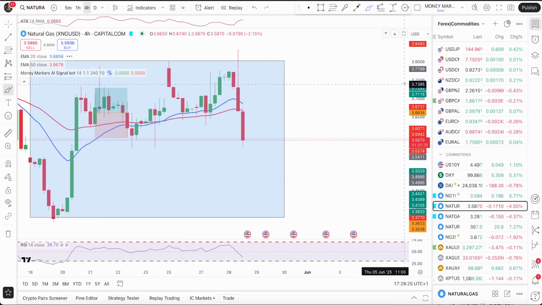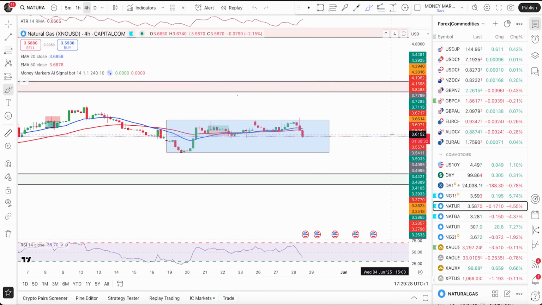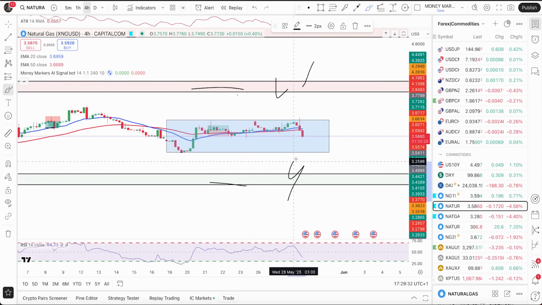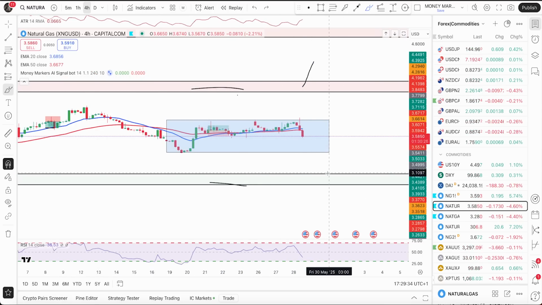Now on the other platform like capital.com, we are still ranging sideways, and we are still looking at the zone above and the zone below. These zones are already mentioned in yesterday's video for NYMEX, MCX, and capital.com, so feel free to check that out. Once this range is broken, we are looking for buy trades.